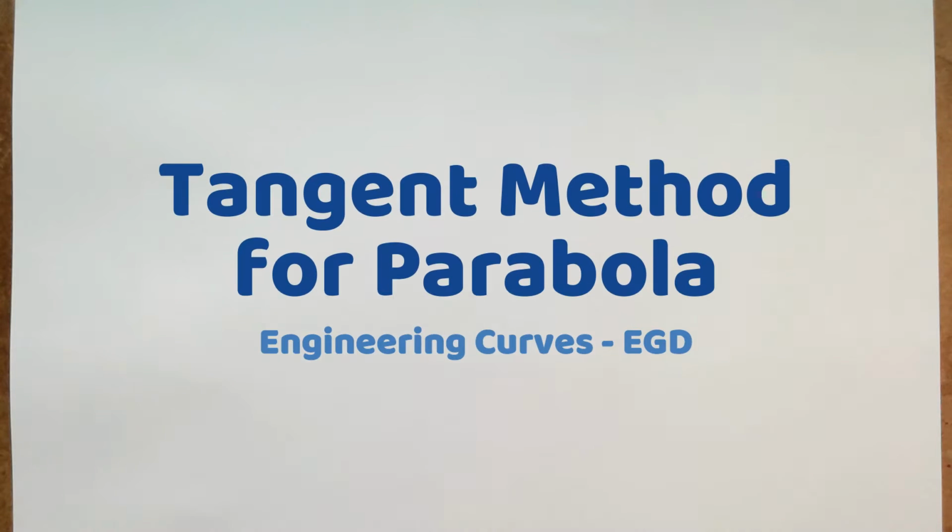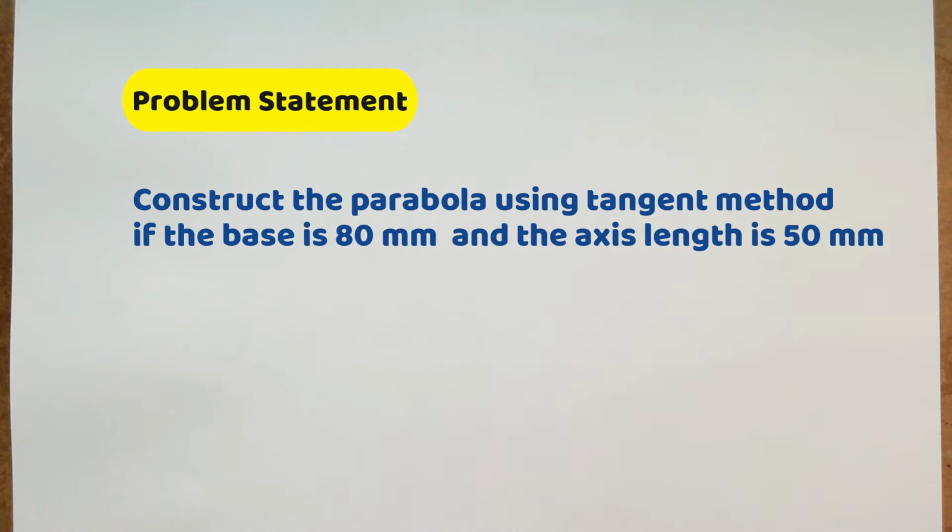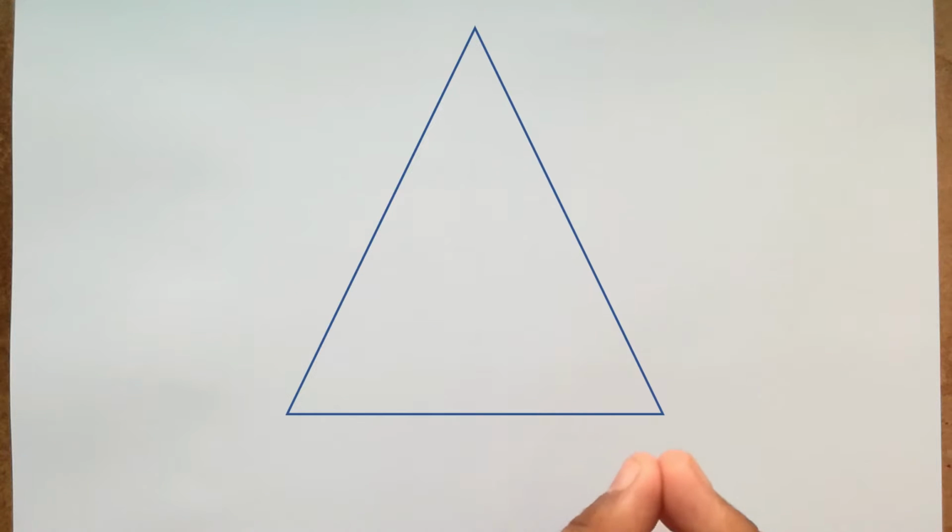Hello everyone. In this video we are going to check out the tangent method for parabola. The problem statement is construct the parabola if the base is 80 mm and the axis length is 50 mm. Now in this case always remember that whenever there is a tangent method we will draw a triangle very first.